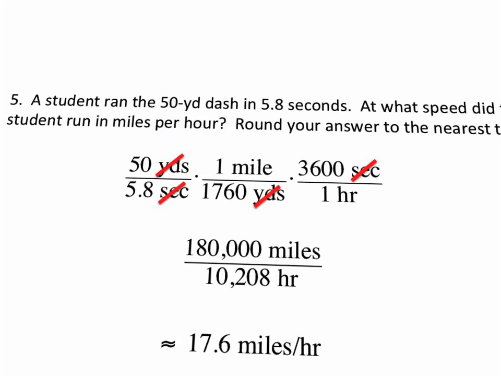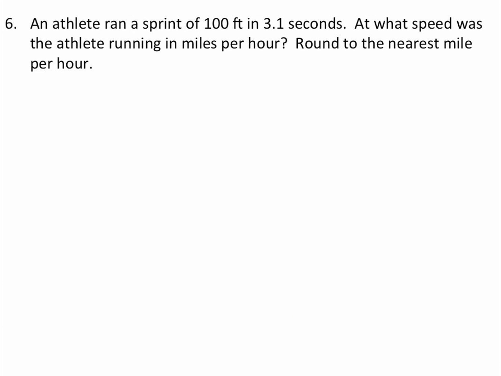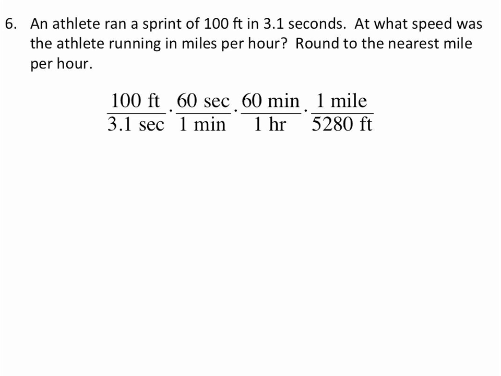All right. So another example of using your conversion factors to simplify your rates. He ran a sprint of 10 feet in 3.1 seconds. All right. So at what speed was the athlete running in miles per hour? Round to the nearest mile per hour. So what I see here is 10 feet every 3.1 seconds, well then I have to convert into miles per hour. So something's got to get the top to be miles and the bottom to be hours.